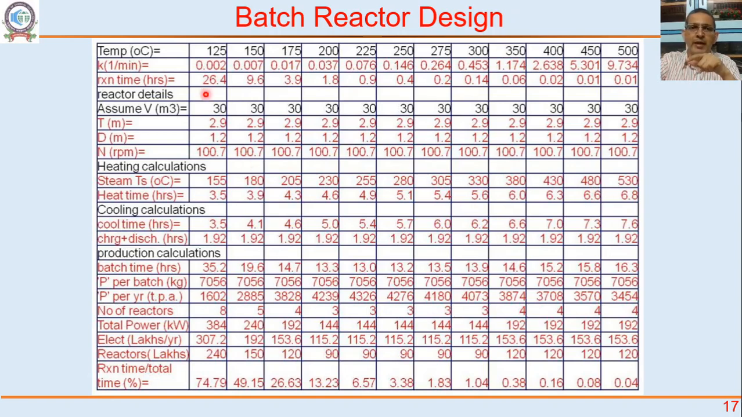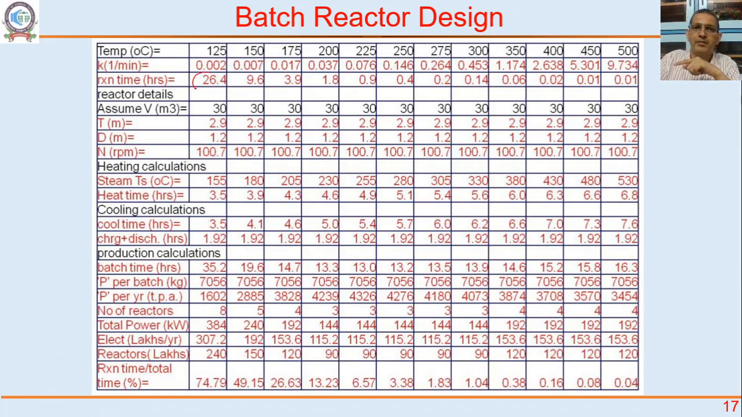You see, your reaction time is 26 hours here, heating time is 3.5 hours, cooling time is 3.5 hours, charging and discharging is 1.92 hours, your batch time is 35 hours. 26 hours is the reaction time, batch time is 35 hours. Look at this extreme: your reaction time is 0.01 hours, heating time is 6 hours, cooling time is 7 hours, total batch time is 16 hours. You see how all these considerations start coming into the picture.